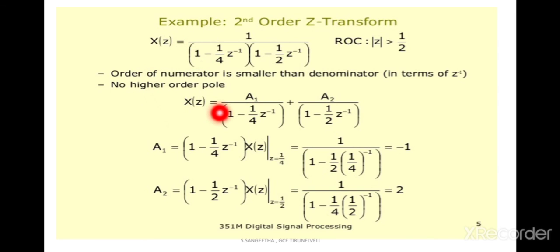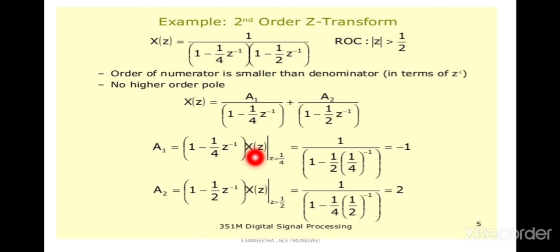So next you have to write this equation in the partial fraction form. The first term will be written as A1 by the first factor plus A2 by the second factor. We have to separate this denominator. So first you have to find the A1 value and the A2 value. For finding the A1 value, you have to put z is equal to 1 by 4. For finding the A2 value, you have to put z is equal to 1 by 2.